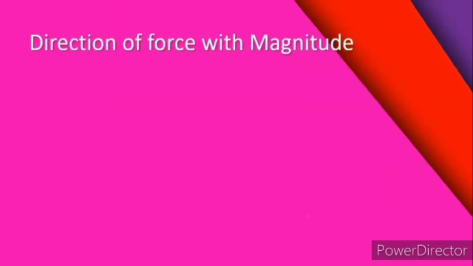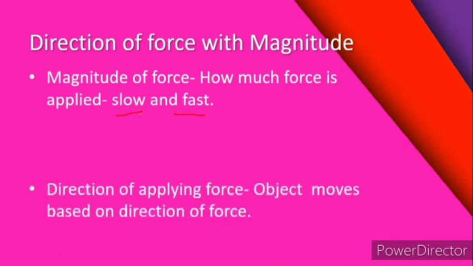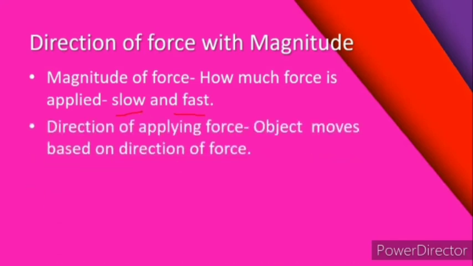Now students, let us see the direction of force with its magnitude. So what is magnitude? Magnitude of force is nothing but how much force is applied on an object. Now if you apply more force, the object will move faster. If you apply less force, the object will move slower. So that is nothing but the magnitude. Now direction means in whichever direction you are applying the force, the object will move in that particular direction of the force. So the force has direction as well as magnitude.